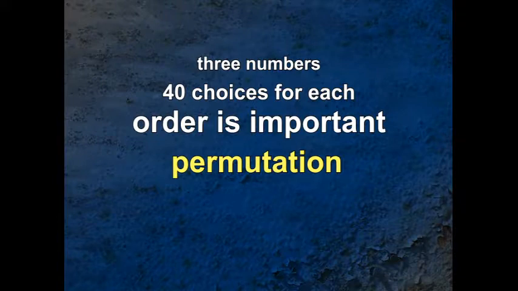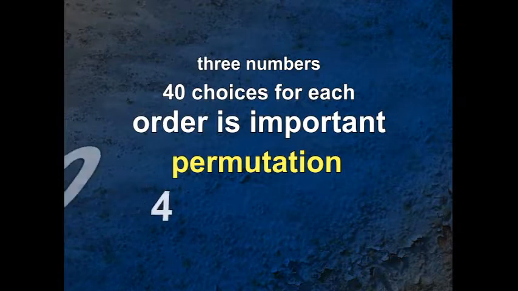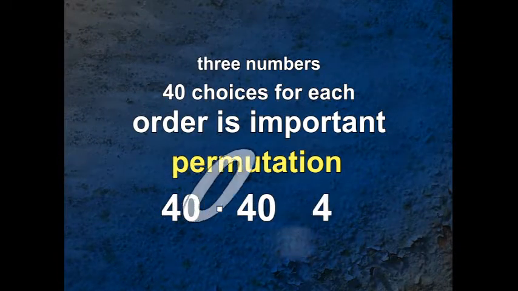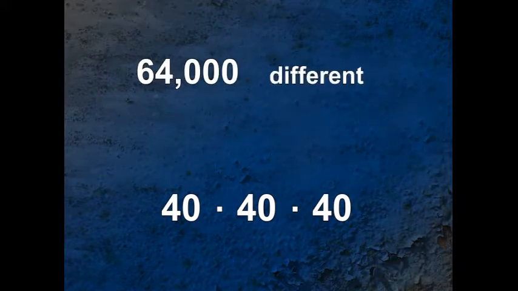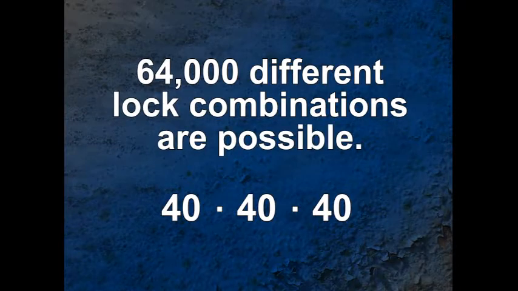And we use the fundamental counting principle. We simply write down the choices for each of the numbers involved. Now, since we can repeat the numbers, we have 40 choices in each position. All right, so 40 times 40 times 40 will give us the number of lock sequences that are possible. So there are 64,000 different lock sequences or combinations that are possible for this particular lock. Perhaps they should be called permutation locks instead of combination locks.